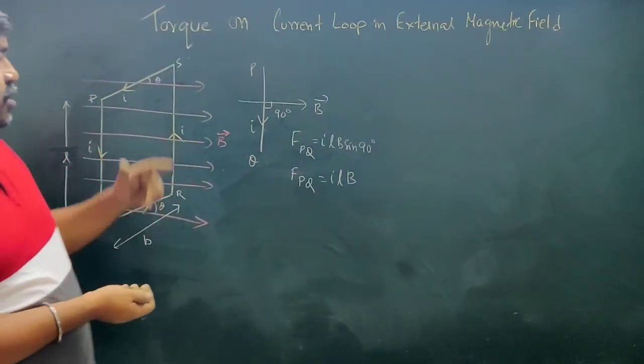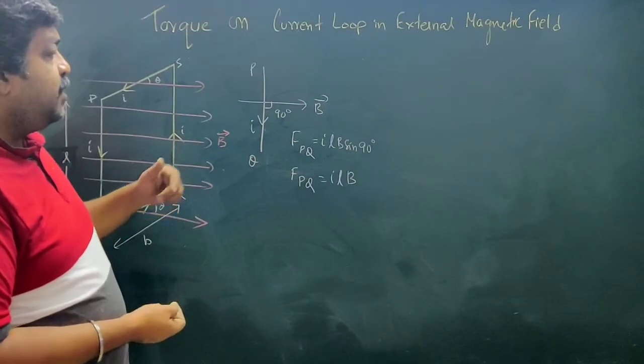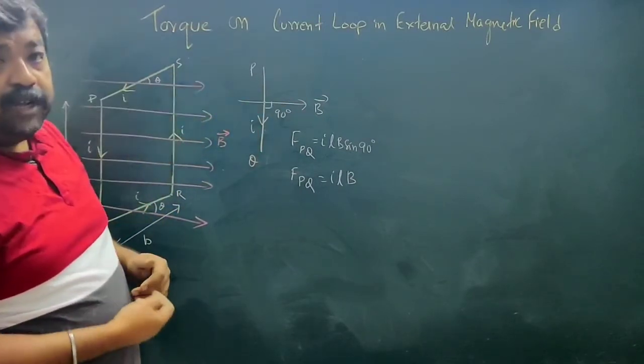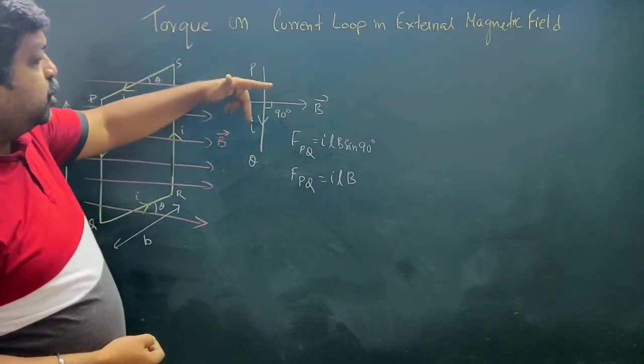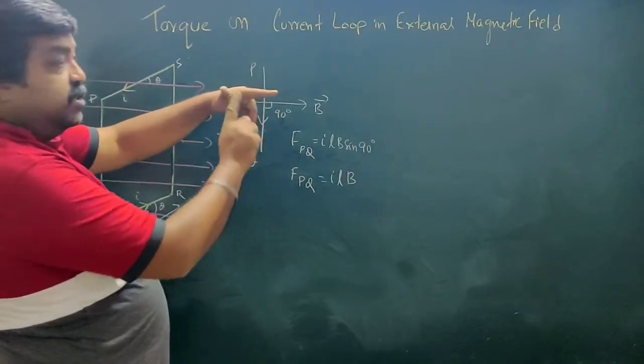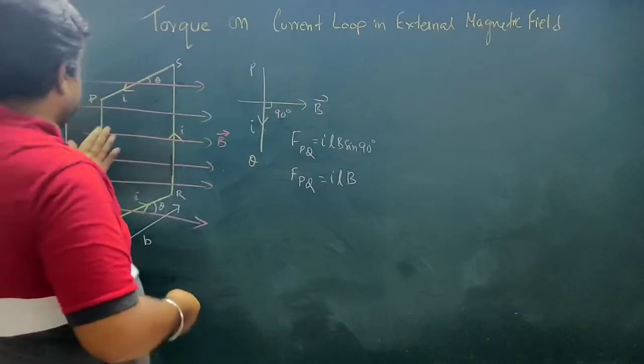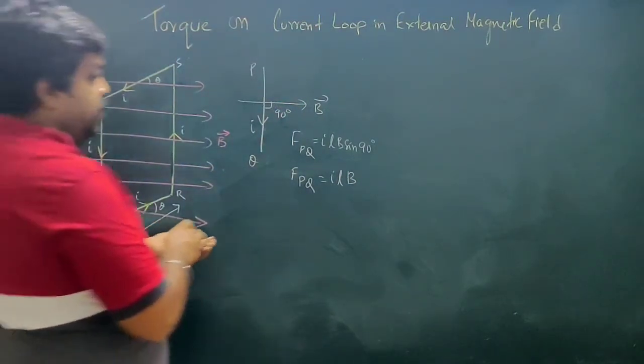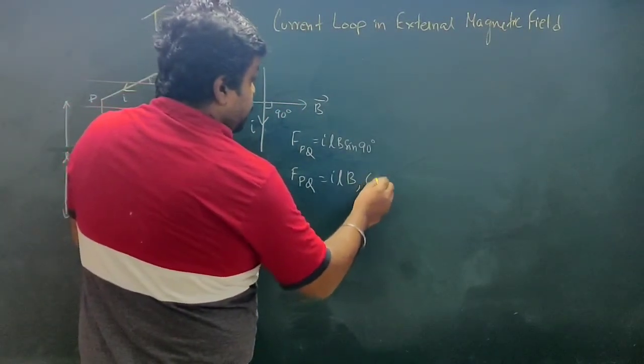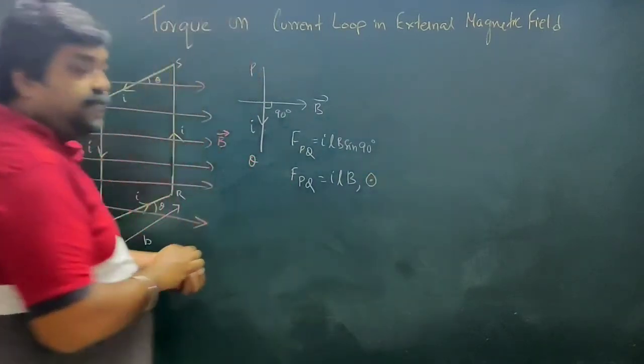Now what about the direction? Here we can use Fleming's left hand rule because the magnetic field is perpendicular to the length of the conductor. Current is flowing in the downward direction, and this is the direction of the magnetic field. So the force will be in the forward direction. So here the force will act in the forward direction, and forward direction means dot.